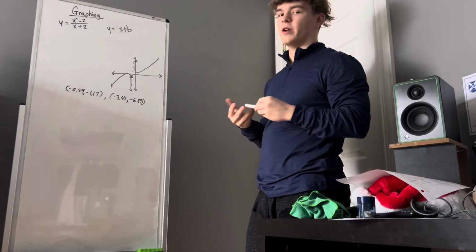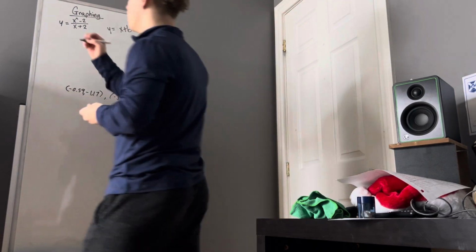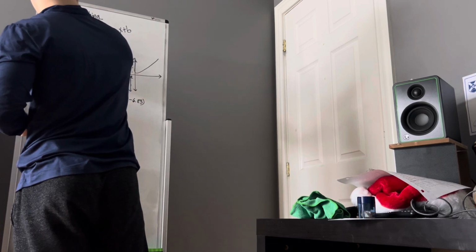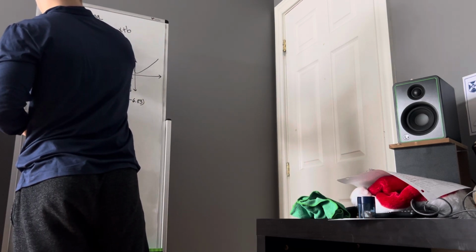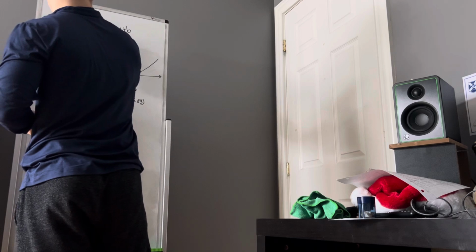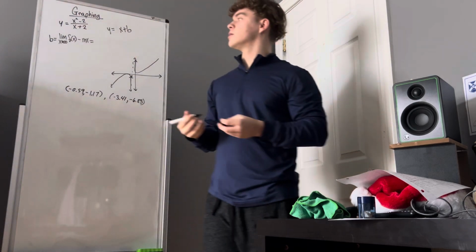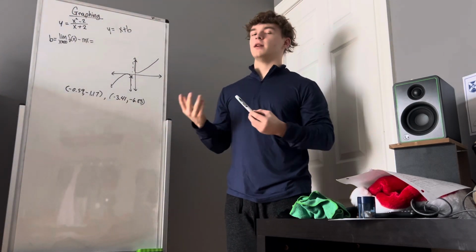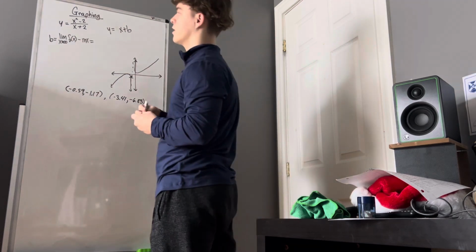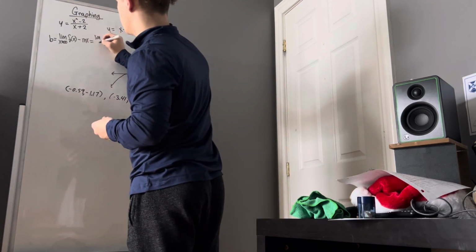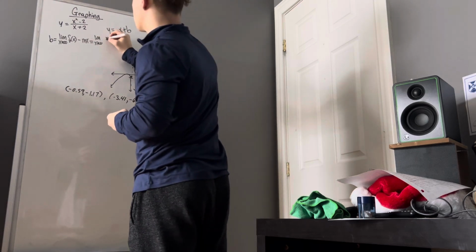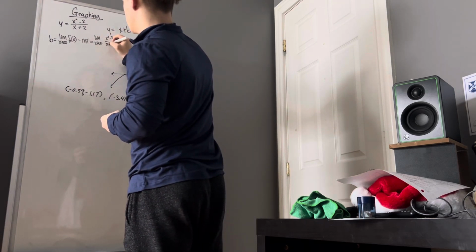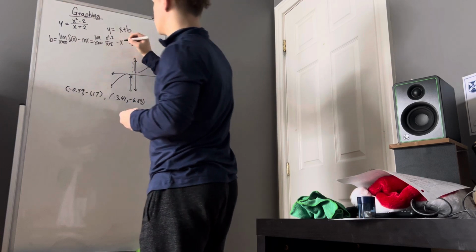So, what is b now? Well, b equals the limit as x approaches infinity for f of x minus mx. So that's easy for us. That's just f of x minus x. What's f of x minus x? Well, this is the limit as x approaches infinity for x squared minus 2 over x plus 2 minus x.